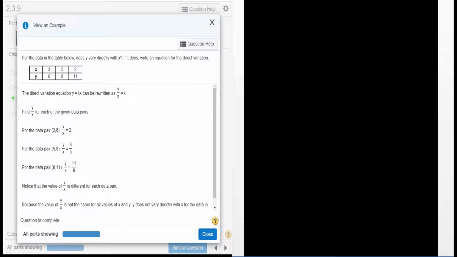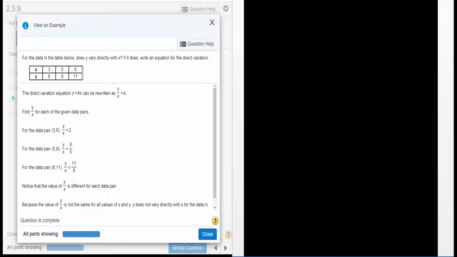Now, in this particular example here, this is problem 2.3.9. For the data table below, does y vary directly with x? If it does, write an equation for direct variation.